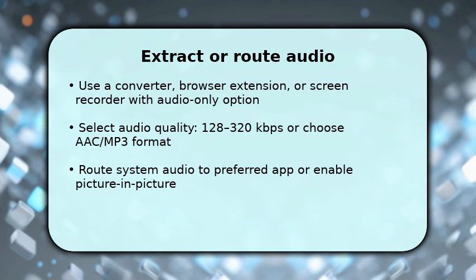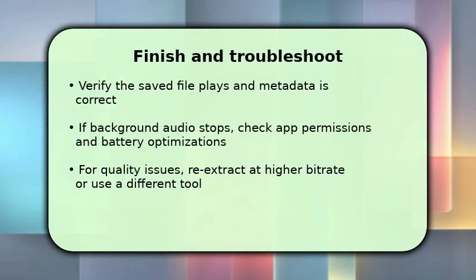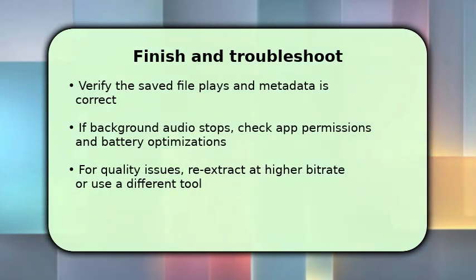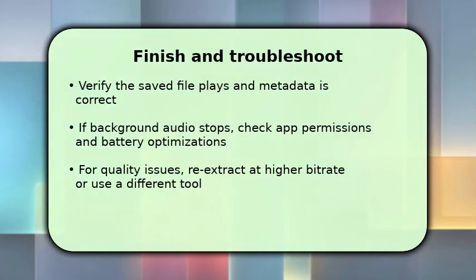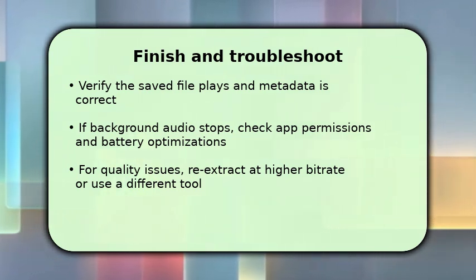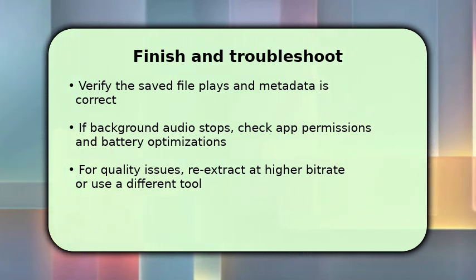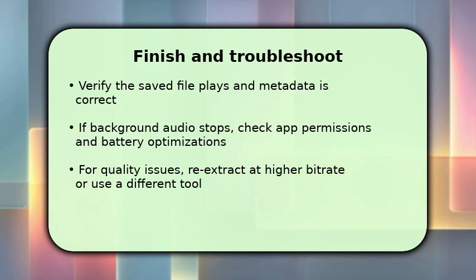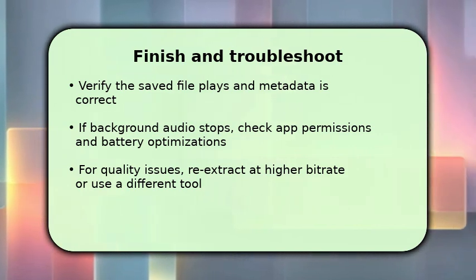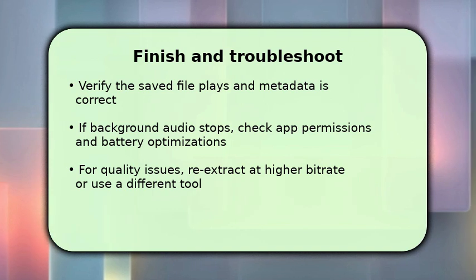Finally, complete the task by confirming playback and organizing the file or playlist. You should test the saved track on your preferred player, edit tags if needed, and move it to your library. If background audio unexpectedly stops, check app permissions, battery optimization settings, and any browser autoplay restrictions. For hiss or low fidelity, re-extract at a higher bitrate or switch converters. And if controls are missing, use a dedicated audio.